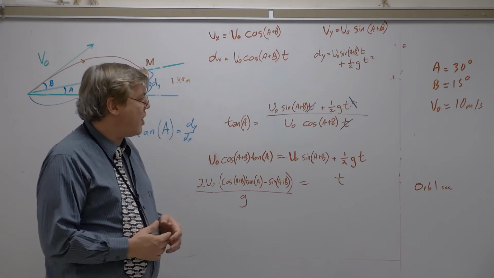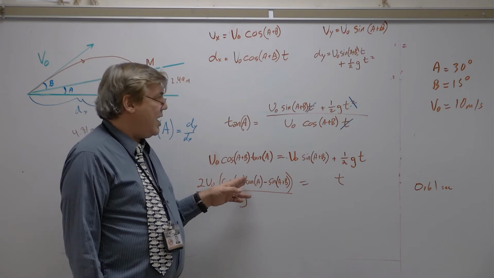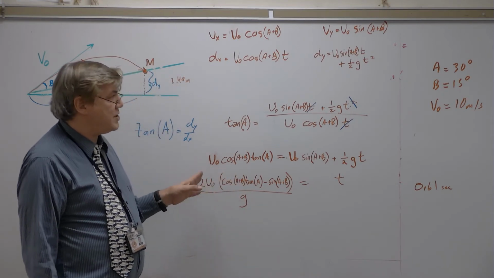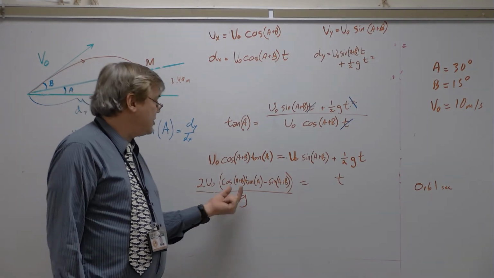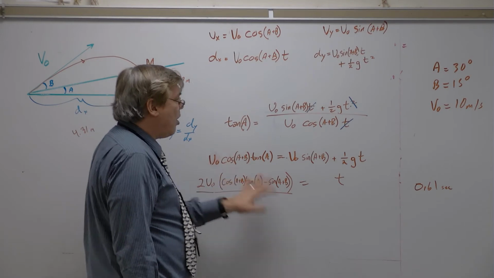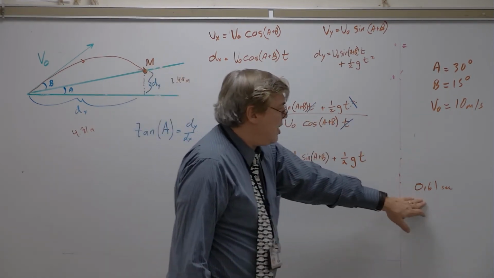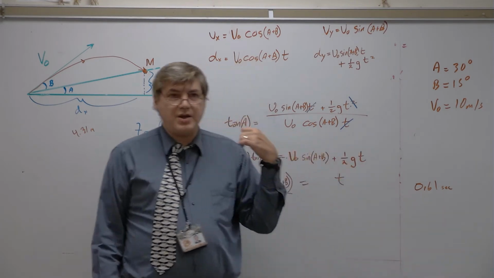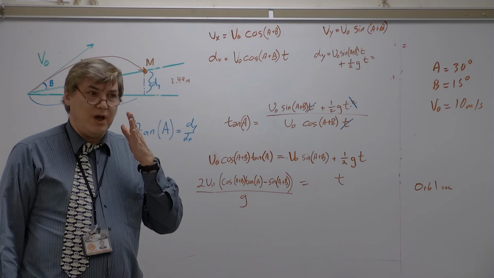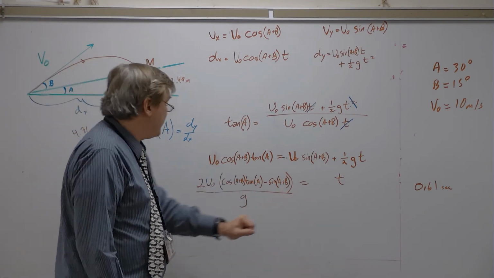We can also solve for other things. If I plug in my initial conditions where A is 30 degrees, B is 15 degrees, and V naught is 10 meters per second, and A plus B is always 45 degrees, I end up with t being 0.61 seconds. Now, on here I use 9.8 meters per second squared for gravity. You can use 10 on the quiz. The quiz answers are based on 10 meters per second squared. But I use 9.8 on this.